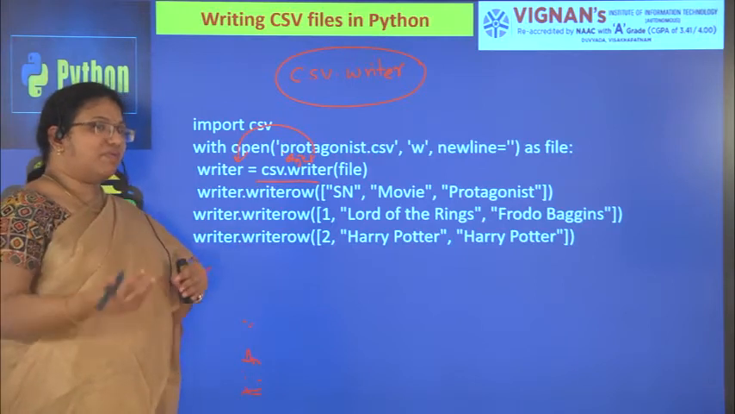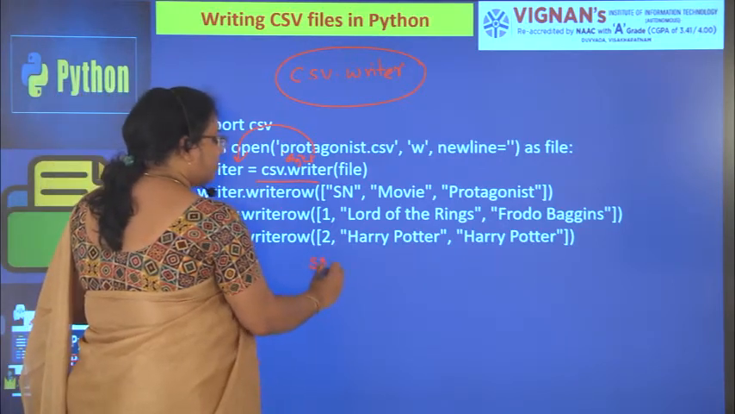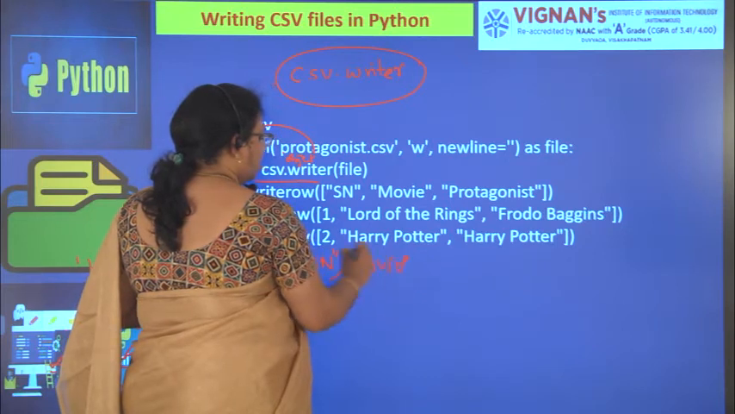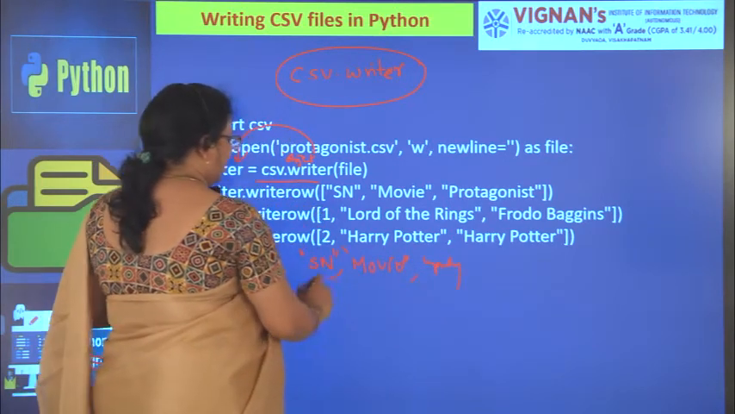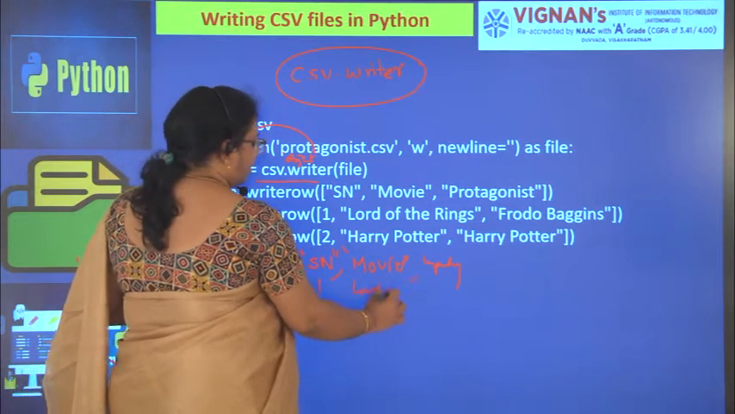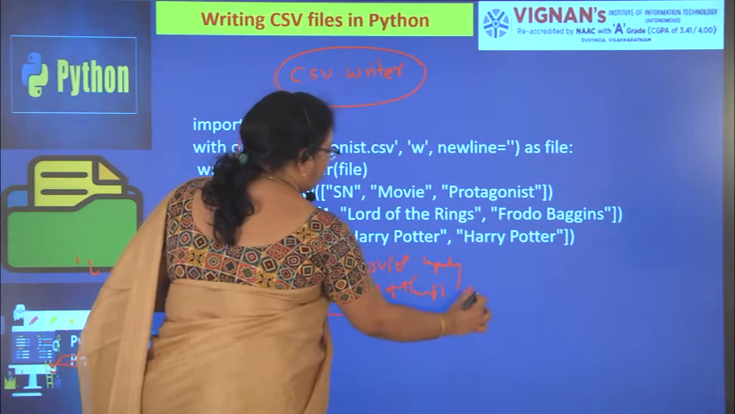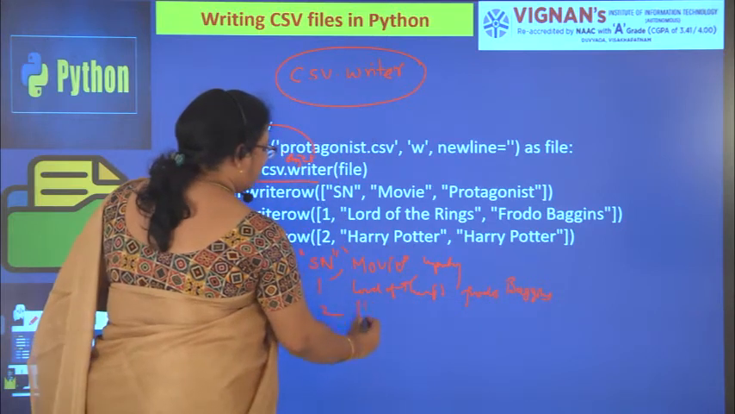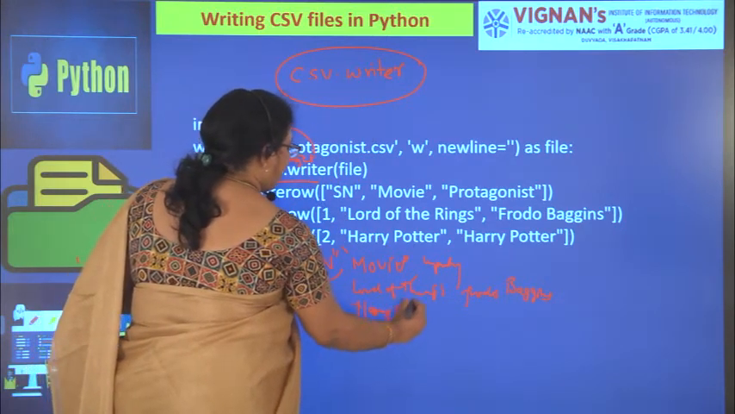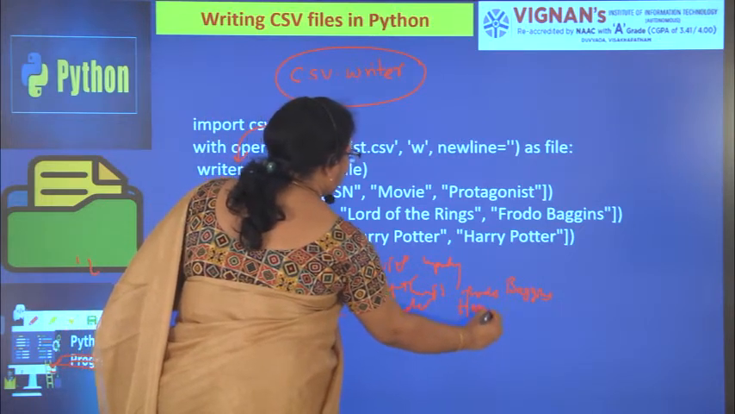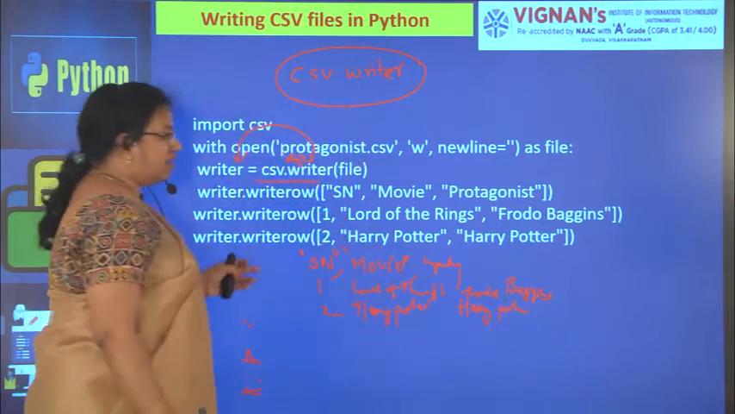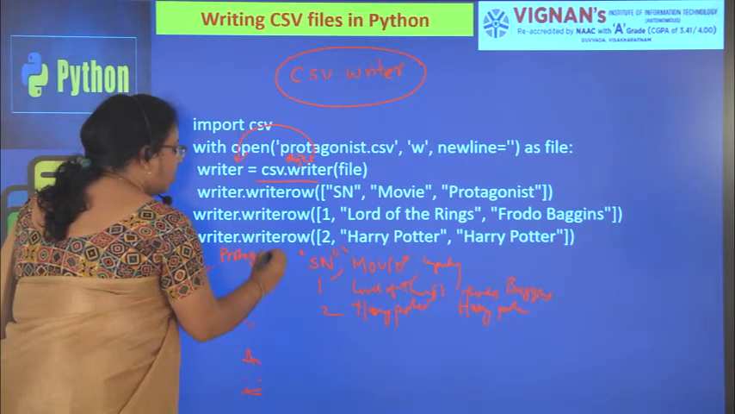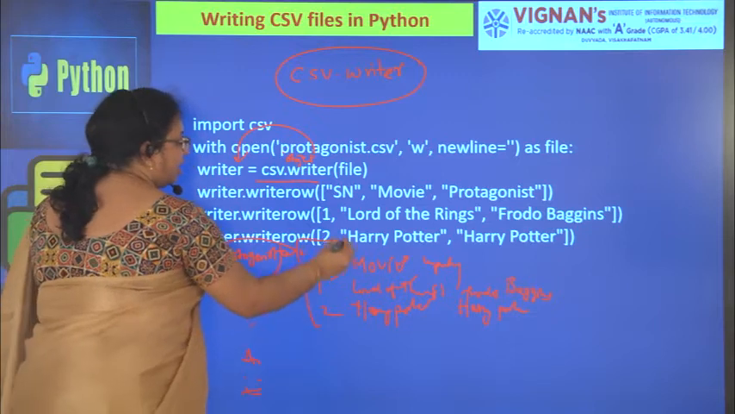So what type of content are you placing here? How will your CSV file look now? SN, movie, protagonist; next, 1, Lord of the Rings, Frodo Baggins; 2, Harry Potter, Harry Potter. This is your CSV file. So in the file protagonist.csv, you will have this content now.